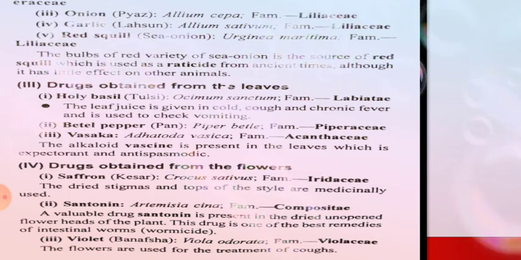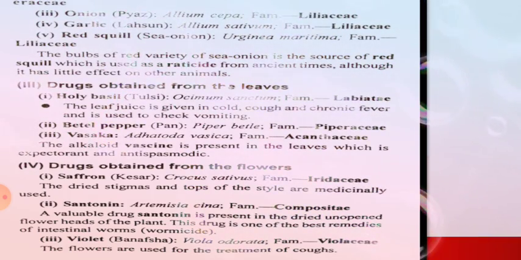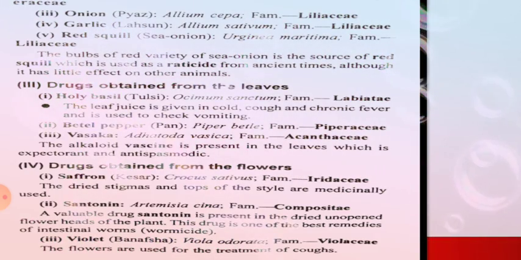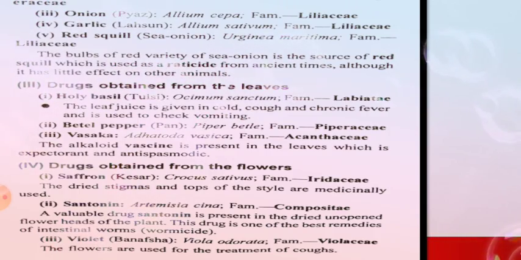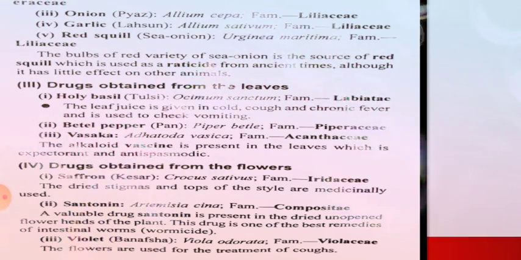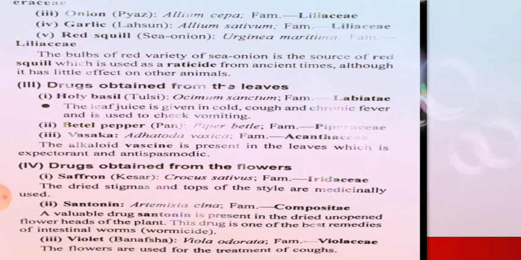Then comes the betel pepper, or pan. Its scientific name is Piper betle, and it belongs to the family Piperaceae. Then vasaka, normally called basak or vasaka. Its scientific name is Adhatoda vasica. It belongs to the family Acanthaceae. And the alkaloid present in Adhatoda vasica, or vasaka, is vasicine.